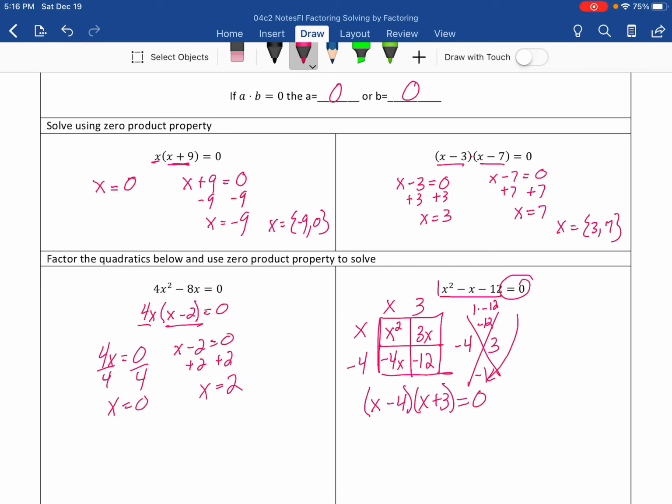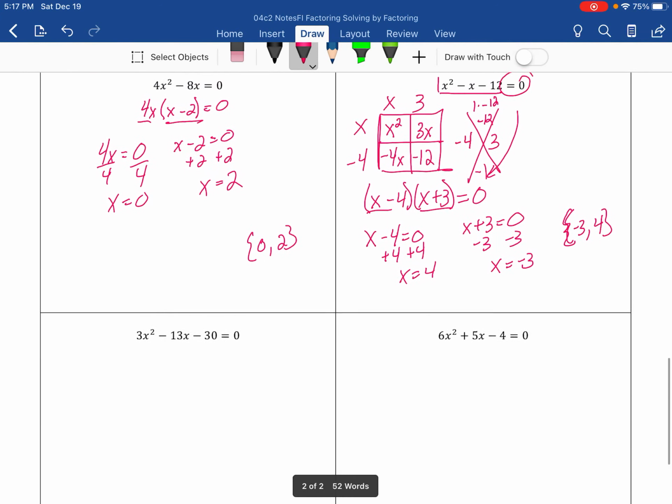But remember that for these, we have it set equal to 0. Okay, so we have to do one more step. We set each factor equal to 0, and we solve. And so my solutions, and I should be writing this properly each time, you use these funny little brackets. You can find them above the enter symbol: -3, 4. Okay, and then for these, this would be 0, 2.